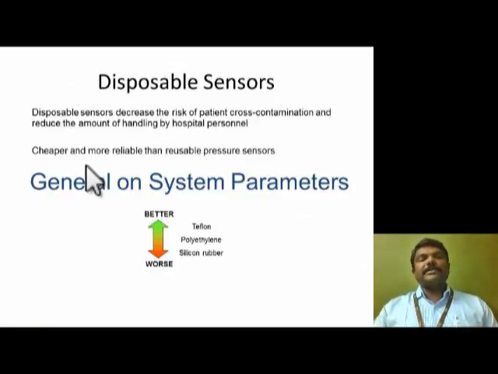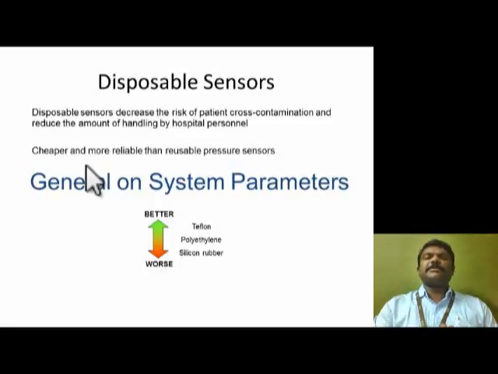Now, the solution for the extravascular sensor drawbacks is the disposable sensor. As I told you, the disposable sensor is a mechanism where the sensor is fixed in the tip of the catheter. The catheter carries the sensor along with it. When it reaches the spot, it senses the pressure there and just transmits the signal. There are different types of sensors like Teflon sensor, polyethylene sensor, silicon rubber, and so on. Teflon gives better outputs, and there are different ranges.